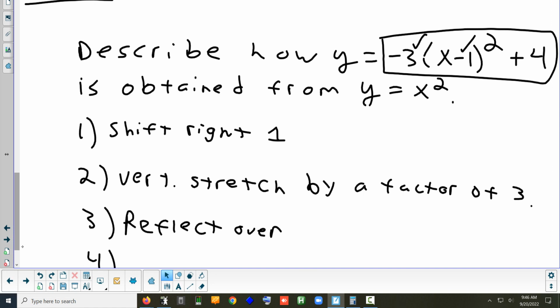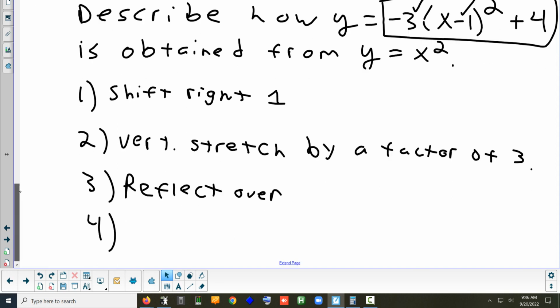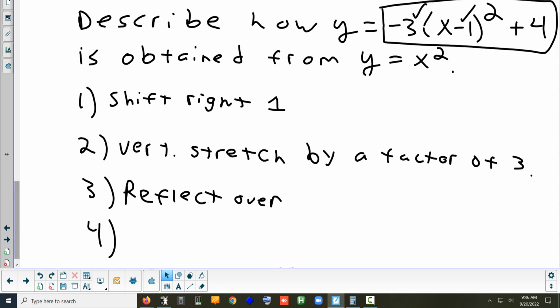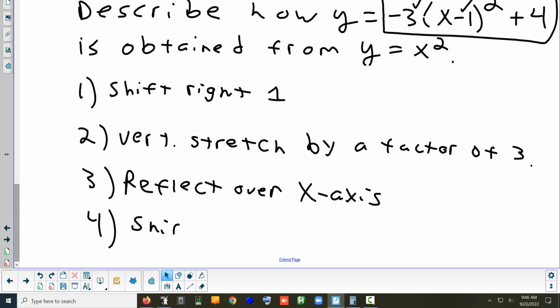So that's the one we're not talking about. So reflect over x. Not one. Okay. Sorry. And so we got the 3, we got the negative, we got the negative 1. What about the plus 4? Yep. Vertical shift up 4. You can say vertical shift. If you say shift up 4, that's sufficient too. But there's your transformations.